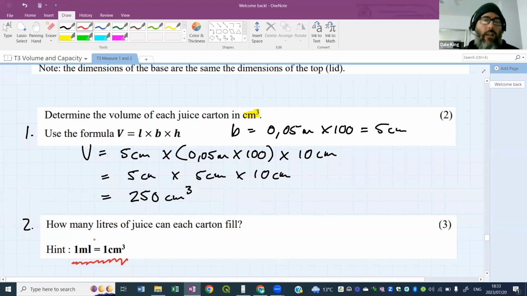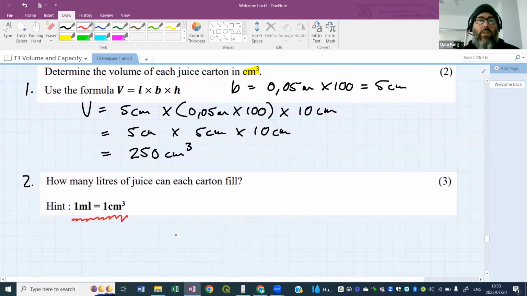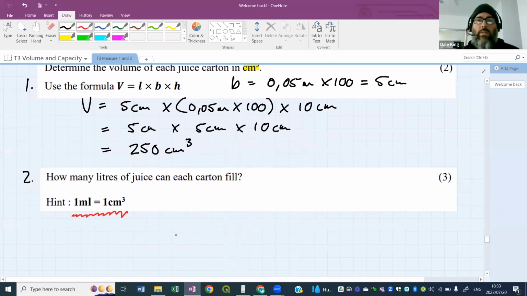They say hint. That's so cheeky, you know, hint. They have to give it to you. It's not a hint. You have to give it to me. So there it is. 1 centimeter cubed is equal to 1 milliliter. All right. So how many liters do we have in each carton? All right, you guys can do that. And then we're going to check. When you're done, let me know.